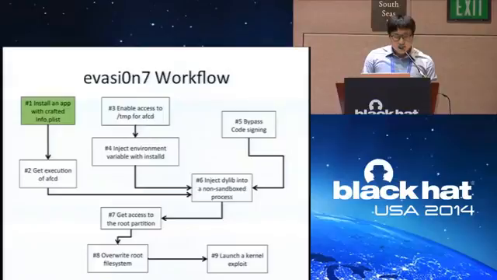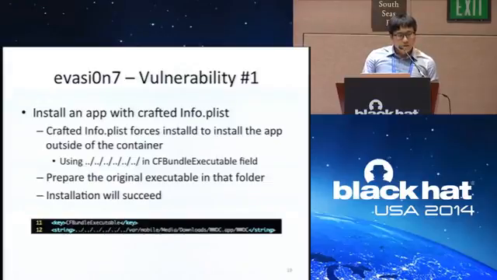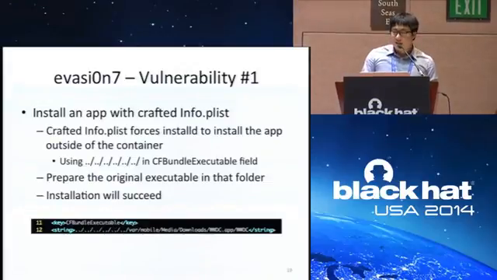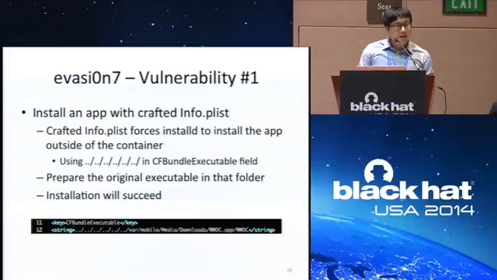The first one is installing an app with an encrypted Info.plist. Info.plist is a file that contains the metadata of the application. In particular, a malformed value in the field called CFBundleExecutable allows installing the app outside of the container directory. Look at the figure at the bottom.